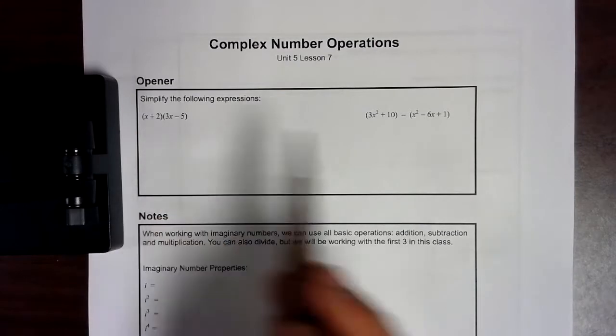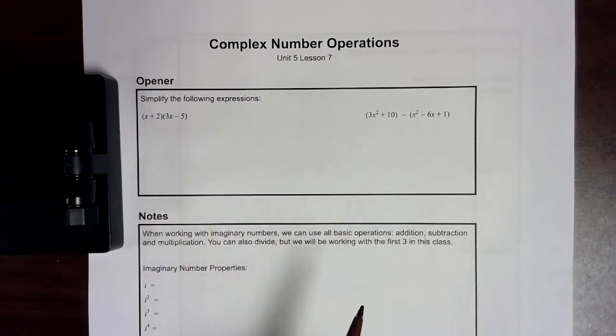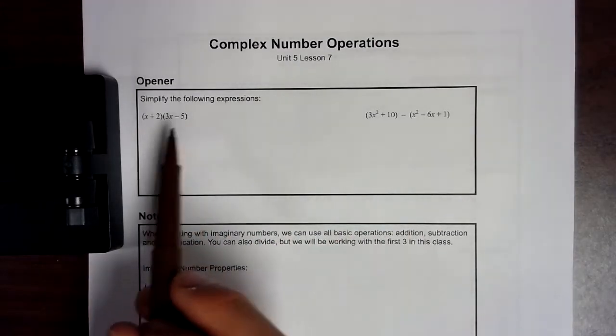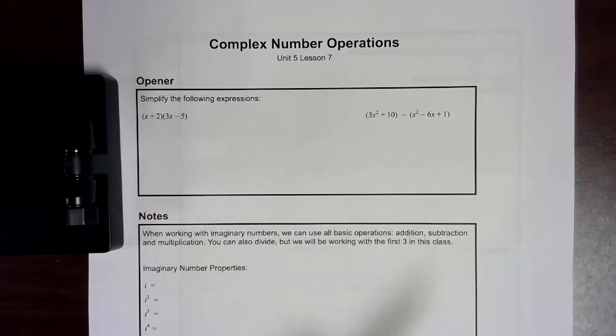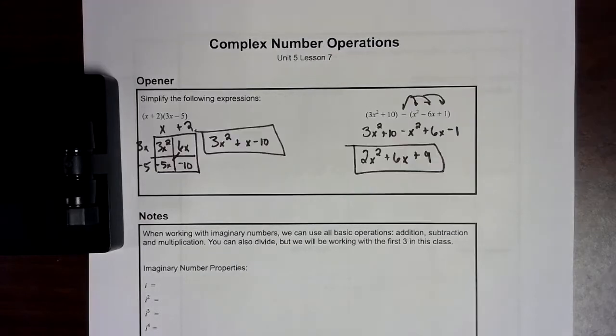These are two expressions that you should have an idea of how to simplify them. First one, these two are being multiplied. This next one you're subtracting. So go ahead and work through those and then go ahead and press play when you're ready to see how that worked out.